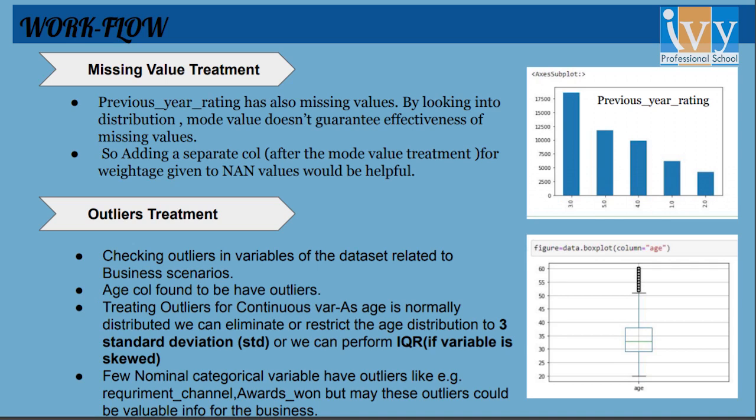I could perform IQR, that is interquartile range, but that is more preferable when your variable is skewed. But as age is normally distributed, I have used the three standard deviation method to treat the outliers. A few ordinal variables, like recruitment channel and ads, have outliers, but these outliers could be valuable for our business, so I have kept them as they are.